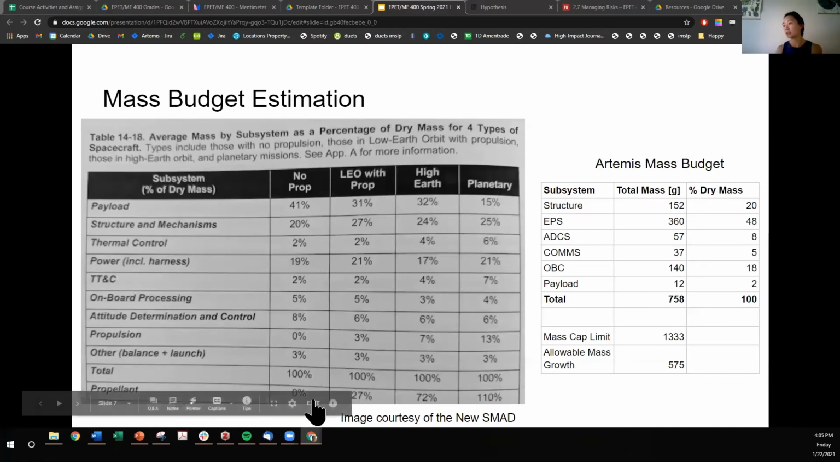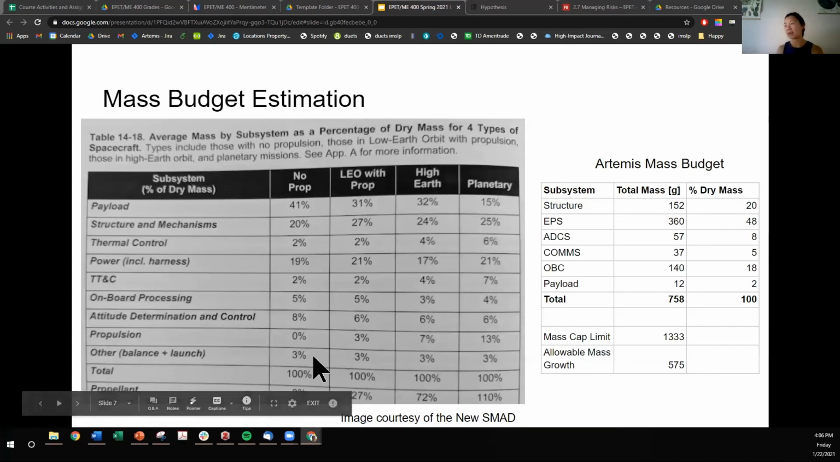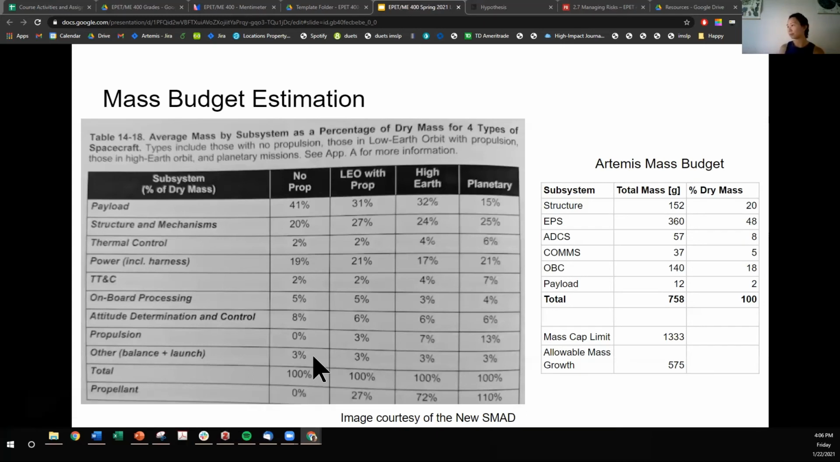They have a suggestion for satellites with no propulsion in low Earth orbit. They say that you want to allocate about 41% of your mass to the payload, and you'll notice that is the plurality of the mass. It has the most mass per subsystem, which makes sense, right? If you're flying a mission, it's going to be about the payload. The payload, the science is why we're in space. And then everything around it, the structures is allocated maybe 20%, then power is about 19%, and the other subsystems get a little bit of percentage in the whole thing.